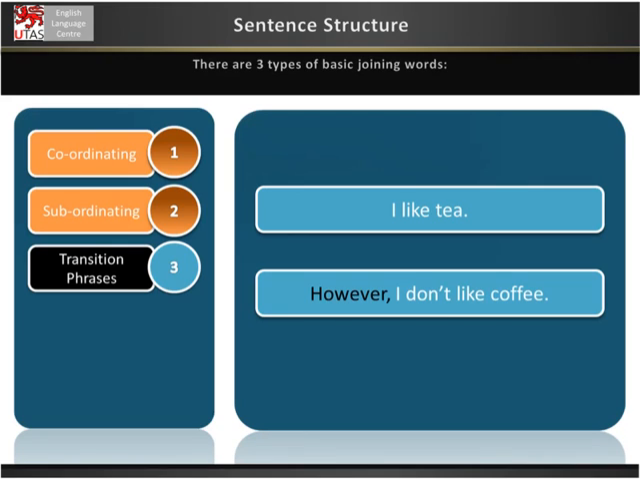And finally, Group 3. Group 3 are special. Unlike Group 1 and 2, which join sentences together, Group 3 links sentences together without actually joining them. The full stop is still there, but these ideas are linked together. I like tea. However, I don't like coffee. These ideas are linked, and this word shows that they are linked.